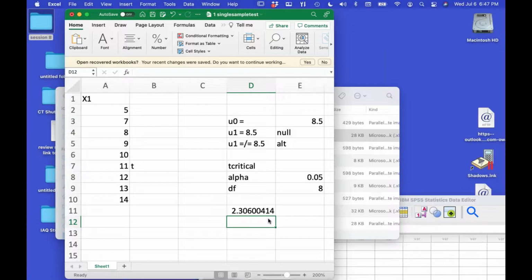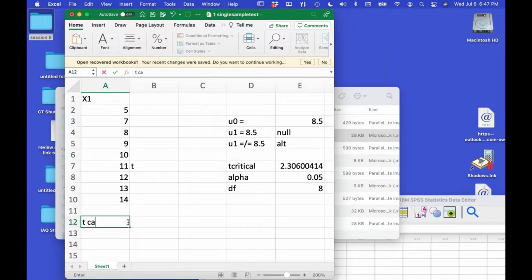So that's the value of t I need to exceed in order to reject my null hypothesis. That's my t critical. Let me see if I can get it to copy here. Here we go. That's my t critical. So now I have to calculate my t value for the difference between the mean for this population and the mean for this population. The only thing I know about the mean for this population is my sample.